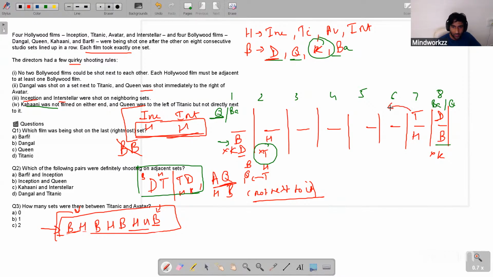left of Titanic, but not entirely next. Queen is to the left of Titanic, but not necessarily next to it. So it cannot be immediately to the left, but it is going to be two spaces or four spaces to the left. That is something we have found out. Now we need to try to understand something. We need to see that Dangal and Titanic seem to fit here; we are able to fit that.